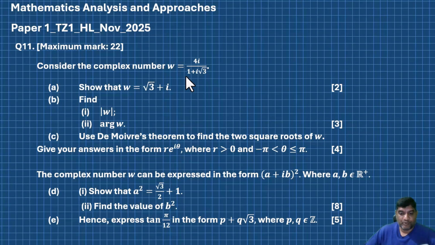Mathematics, Analysis and Approaches, Paper 1, Timezone 1, HL, November 2025, Question 11. He talks about a complex number. This is a 22-mark question, Question 11. He talks about a complex number.